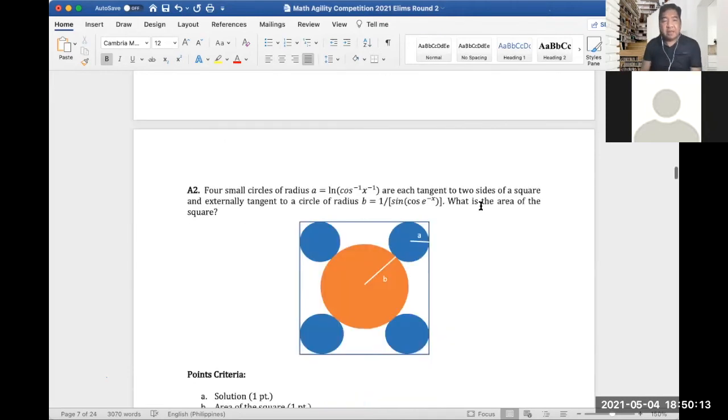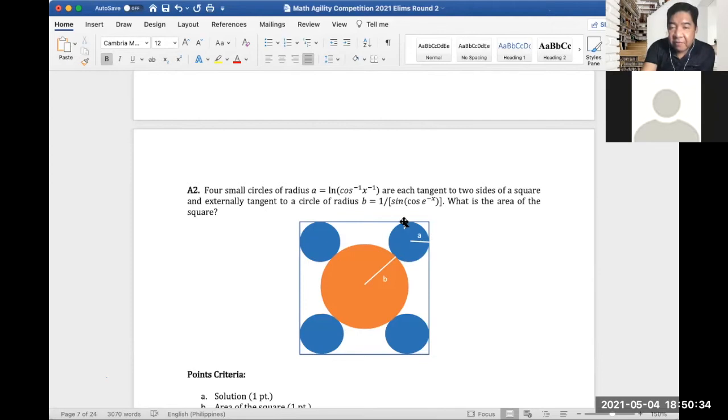Okay, so again, this problem was given last year. So I tweaked some of the parameters here. So let's read the problem. So we have four small circles of radius A, which is ln cosine inverse of x inverse, each tangent to two sides of the square.